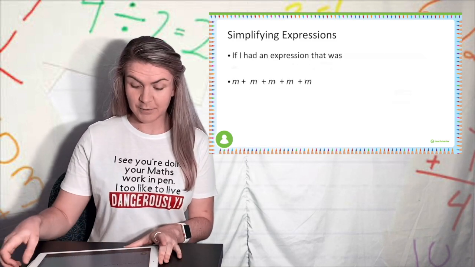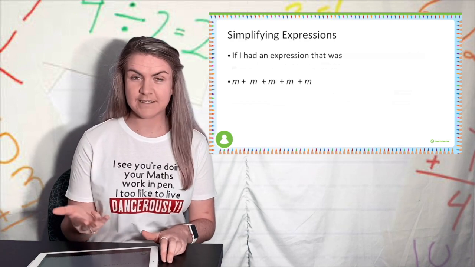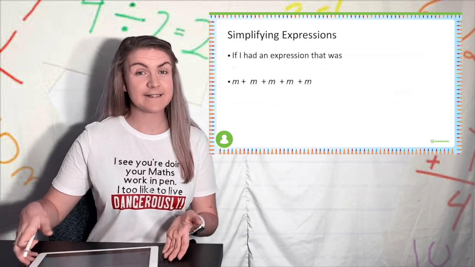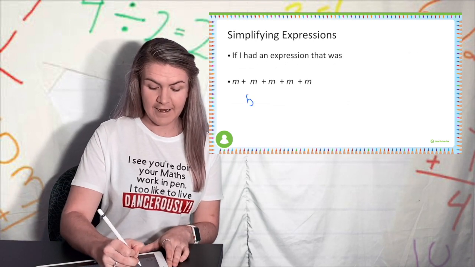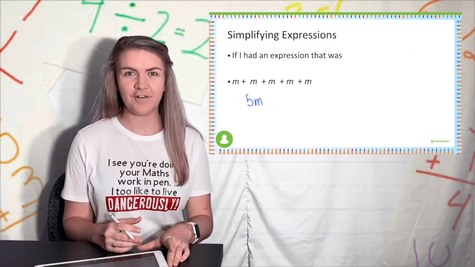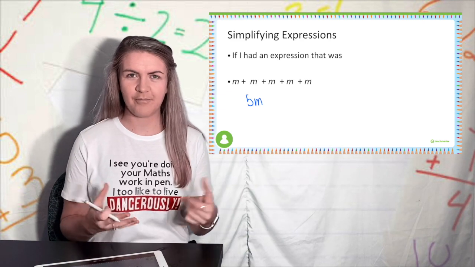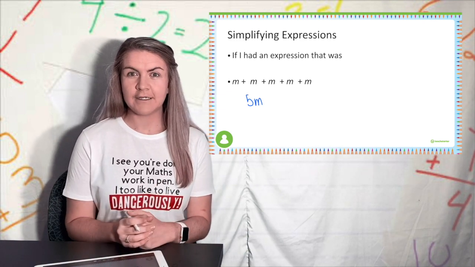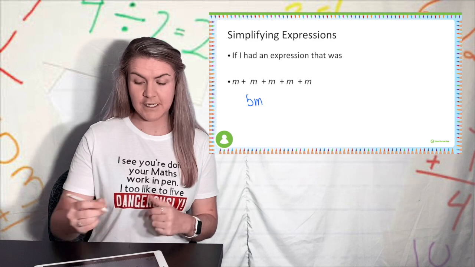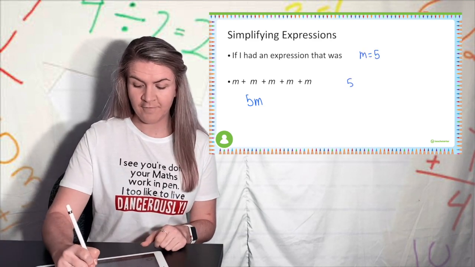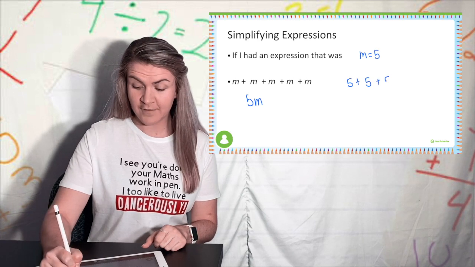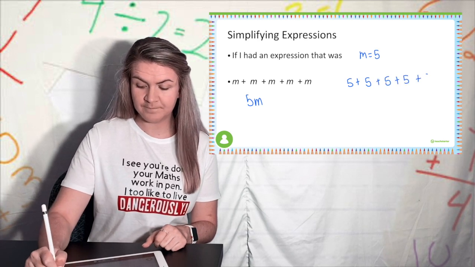Let's say I had the expression m plus m plus m plus m plus m. I can simplify this by adding the m's together to be 5m. That's because I have 5 m's. If you think about it with numbers, let's pretend that m equals 5. So that would be 5 plus 5 plus 5 plus 5 plus 5.